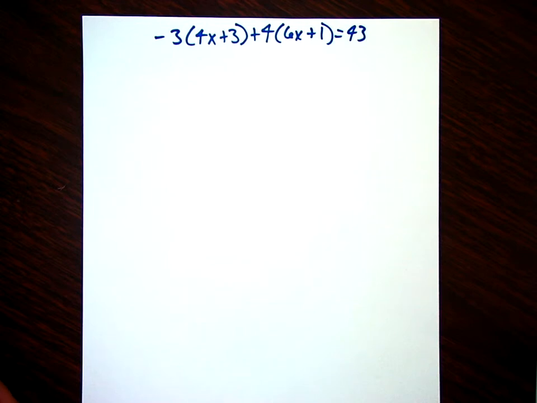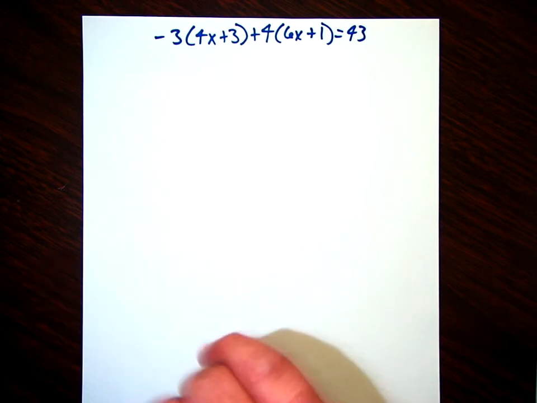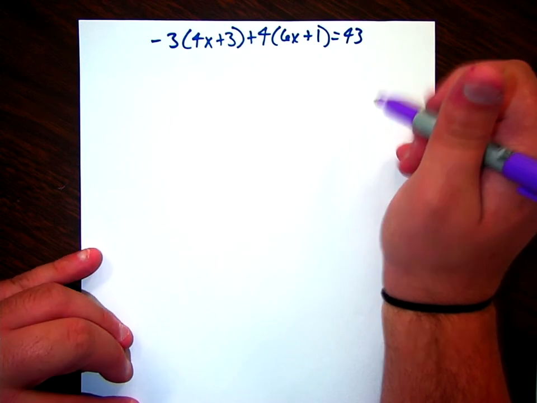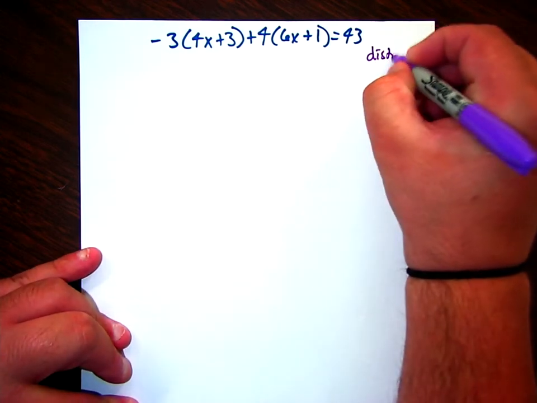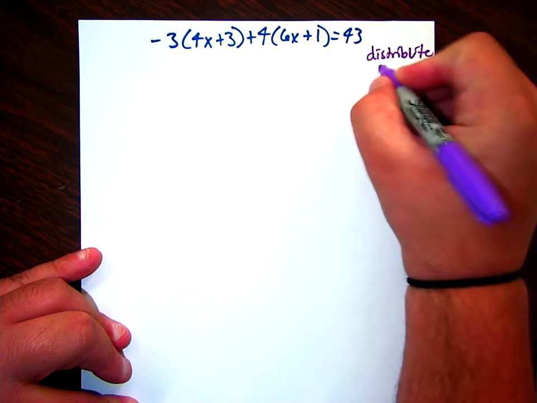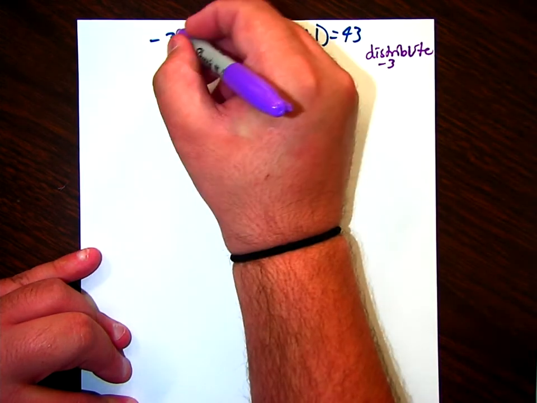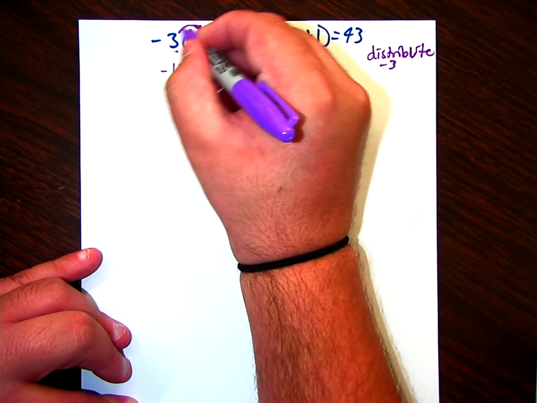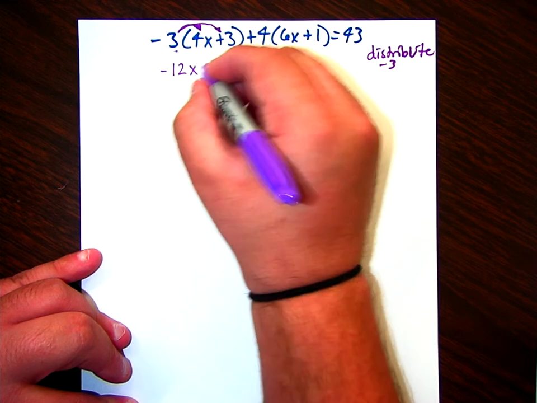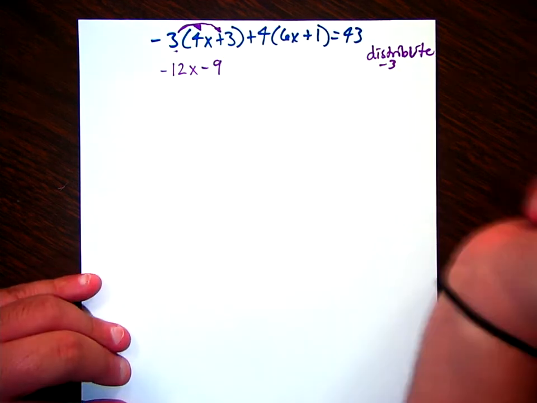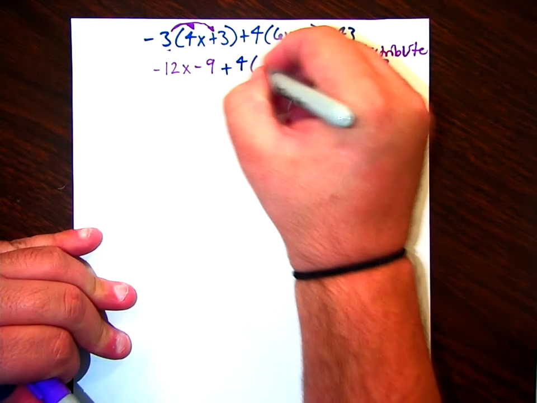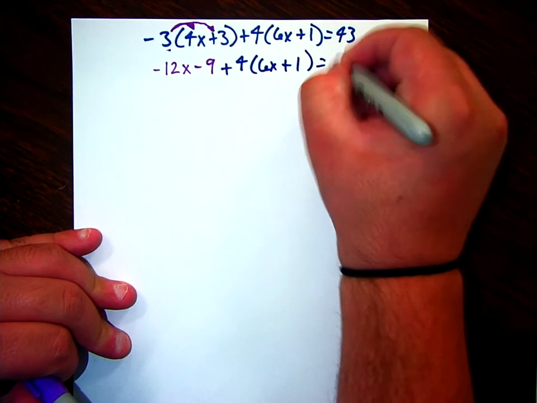Welcome back from the paused video, and now we're going to solve this guy. The first step is to distribute. Number 1 in our 5 steps of solving is to distribute. So I'm going to distribute the negative 3 here. Negative 3 times 4x is negative 12x. Negative 3 times positive 3 is minus 9. And then I'm going to bring down everything else I didn't touch. So plus 4, 6x plus 1 equals 43.